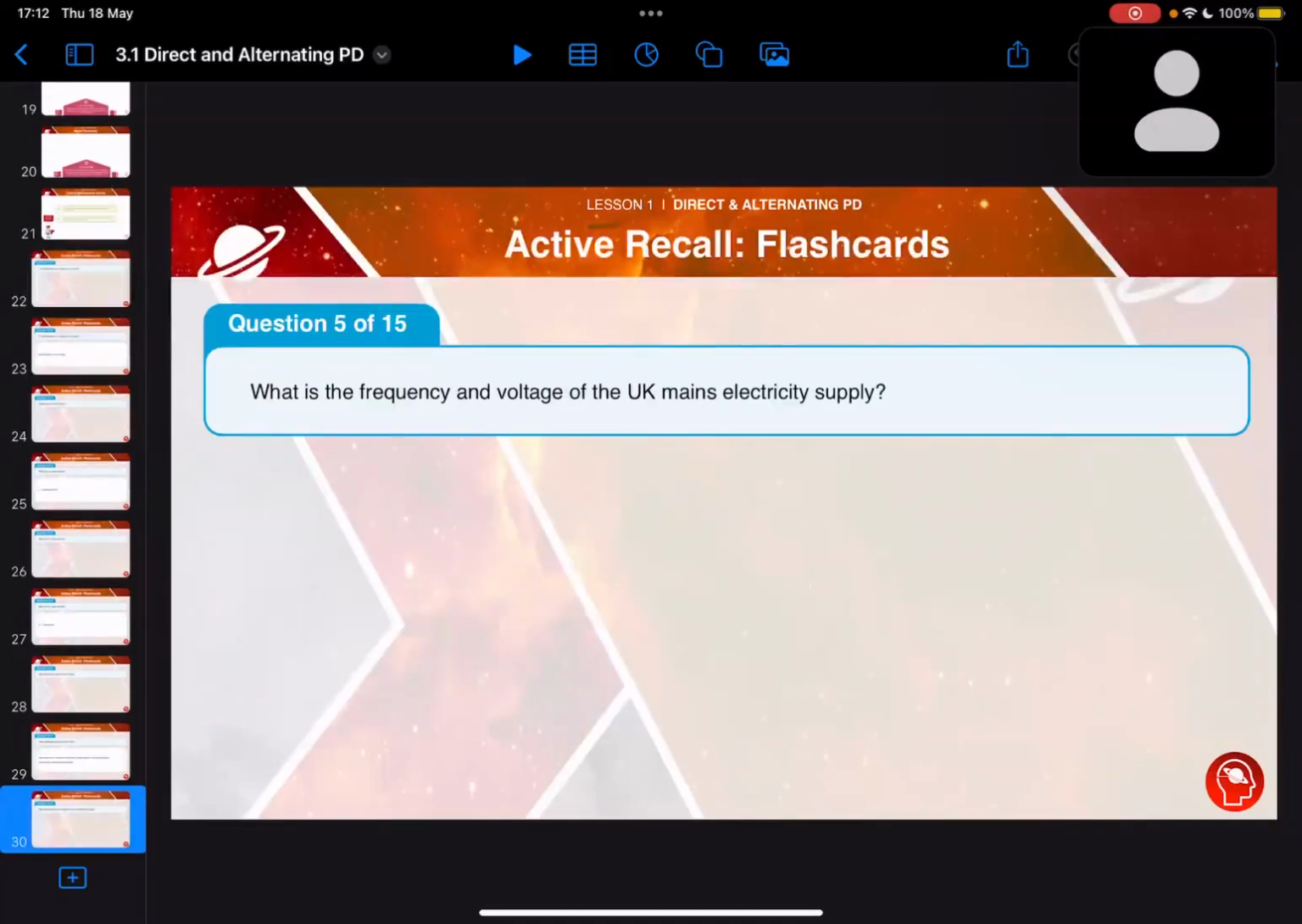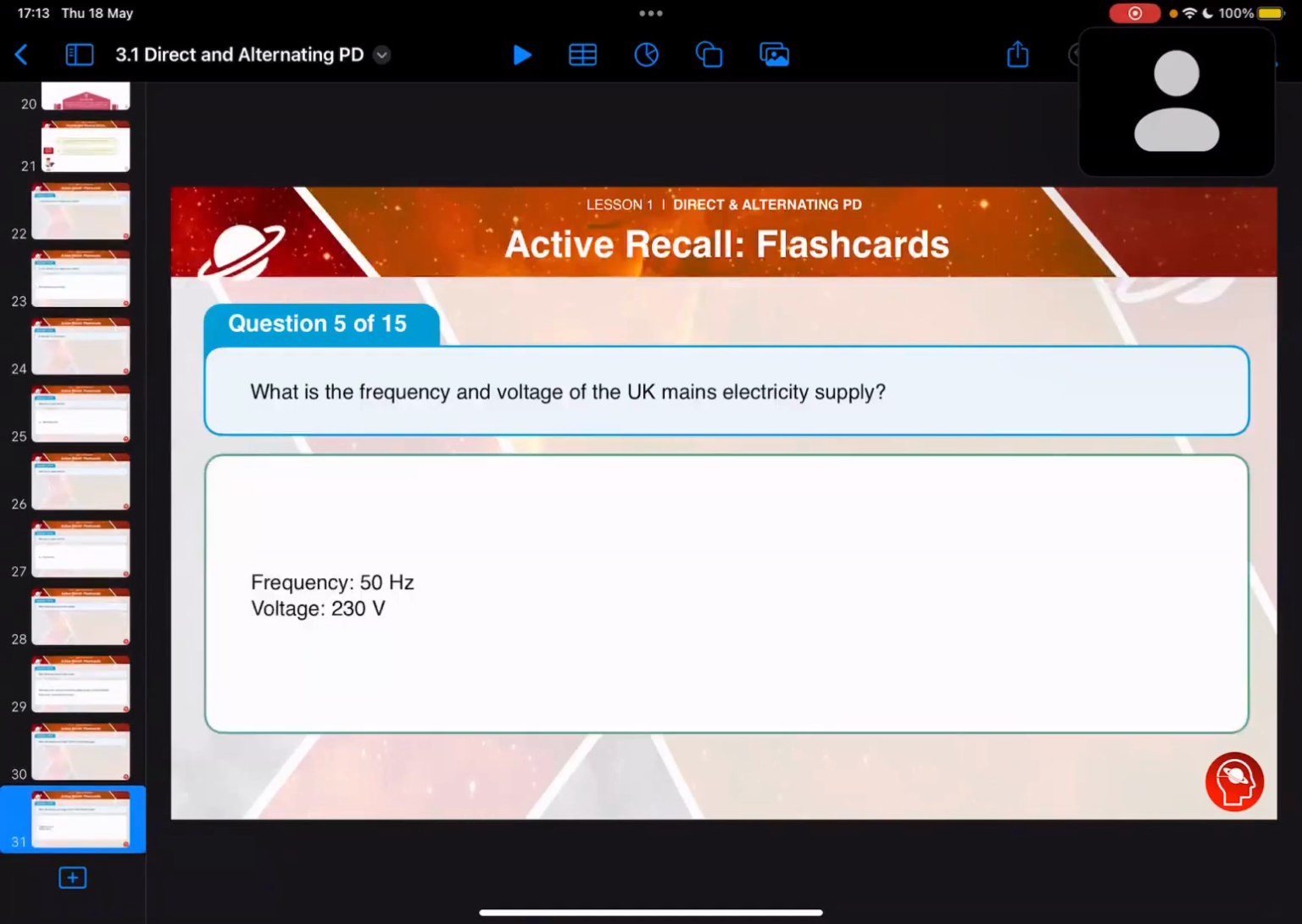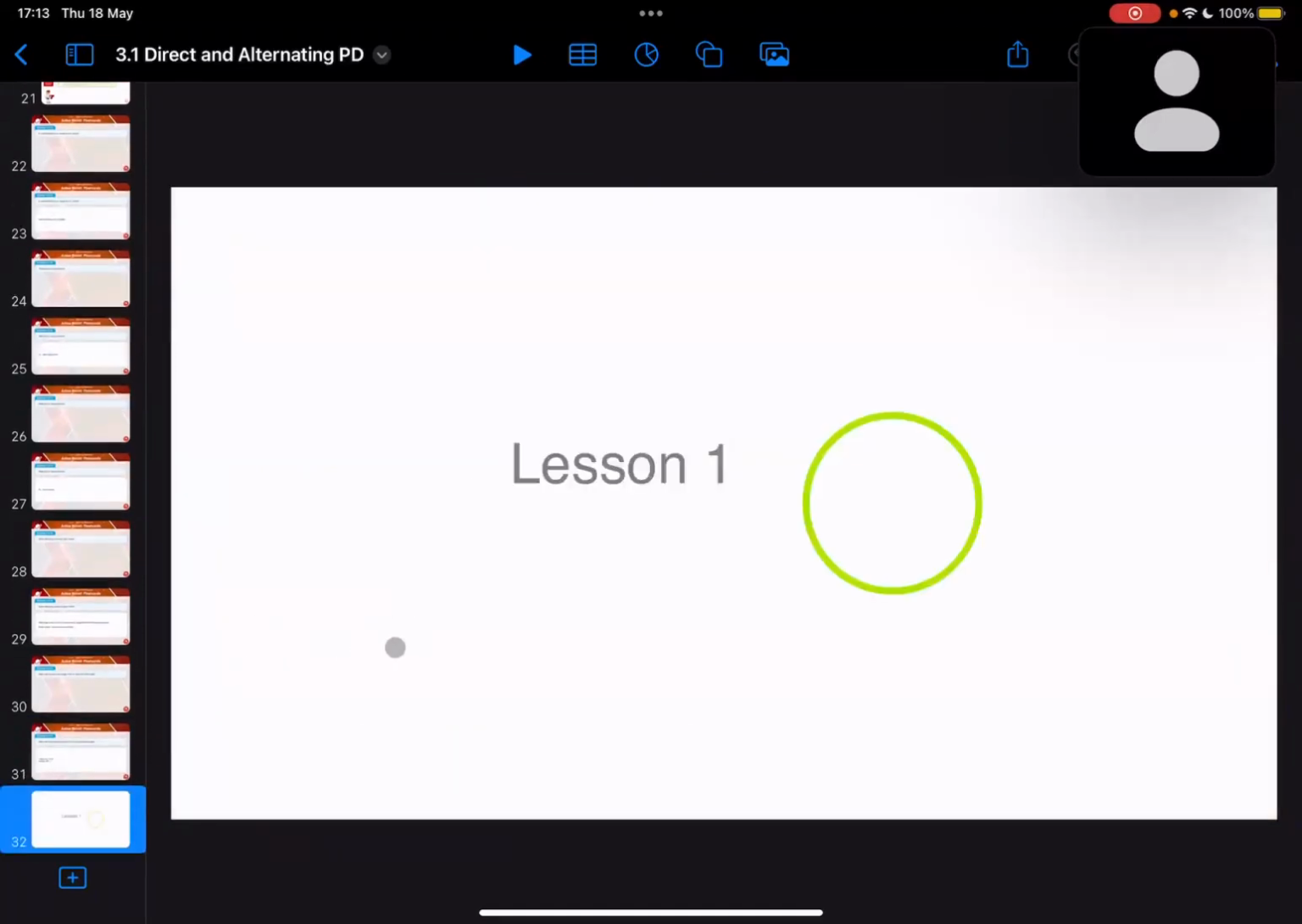Okay. What is the frequency and voltage of the UK mains electricity supply? 50 hertz and 230 volts. Perfect. Exactly right. Just remember them the right way around. A good way to think about it is the potential difference is a lot more than the hertz, so don't get confused between 50 volts and 230 hertz. Your potential difference is really, really large. That's why it's so dangerous. The frequency doesn't really change how dangerous a current is, but the voltage does. So that's why it's really high. And that's all that we needed to know about direct and alternating potential difference.